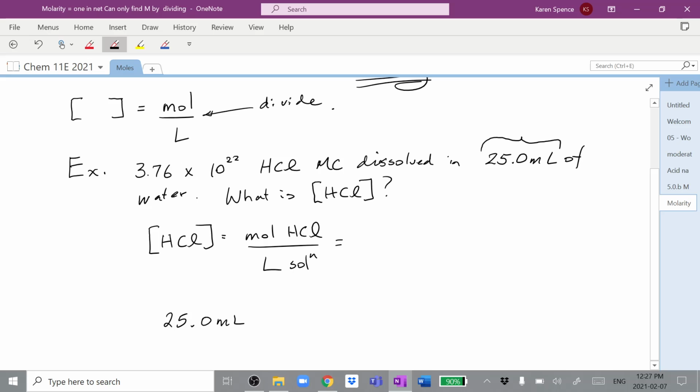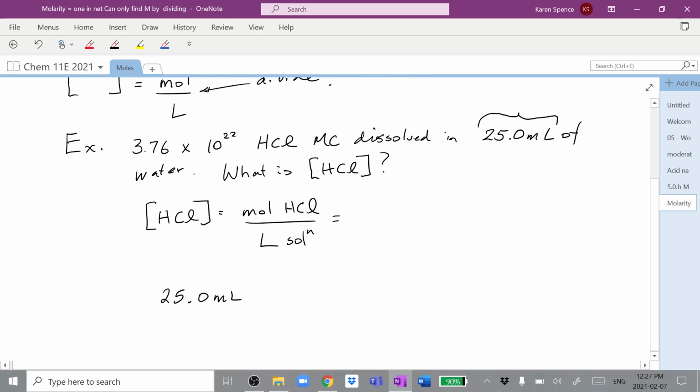25.0 milliliters. A couple ways you can change that. It is okay for you to simply move the decimal 1, 2, 3 places over. I'm going to assume that you can do that successfully. If you can't, then make sure you use the conversion factor method that I will show you in just a moment. However, right now I'm just going to plug this in here, 0.0250 liters.